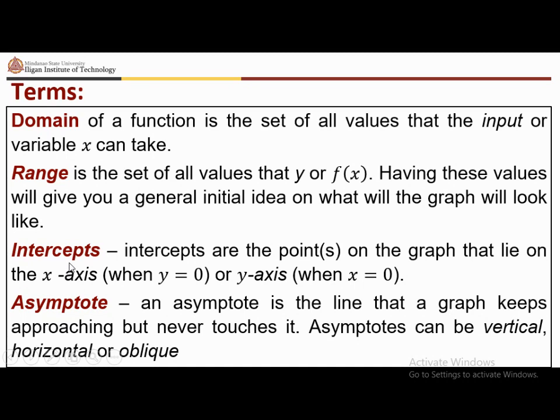For the intercept, we have the x-intercept and the y-intercept. Intercepts are the points on the graph that lie on the axes. The x-intercept is where we let y equal 0, or the y-intercept is where x equals 0. Now, we will proceed to asymptote. An asymptote is a line that a graph keeps approaching but never touches. Asymptotes can be vertical, horizontal, or oblique.